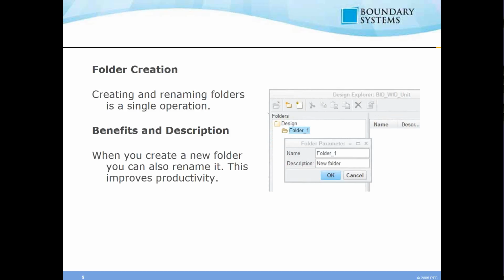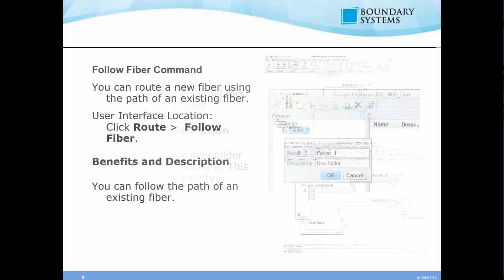Next is folder creation: creating and renaming folders in a single operation. As you can see here, I created a new folder in this design. Then the folder parameter dialog box pops up. It allows you to put the name and description right there as you create it. Before, it would just create a folder and give it a default name, and then you had to rename it afterwards. As you can tell, that increases productivity and gets your designs going faster.